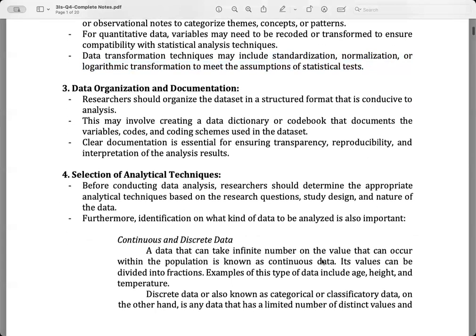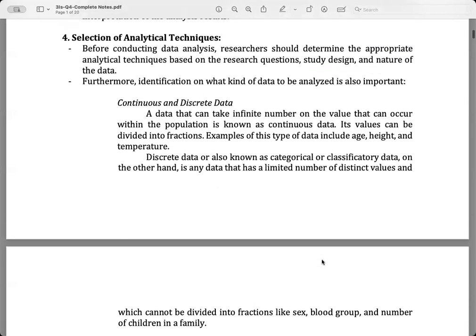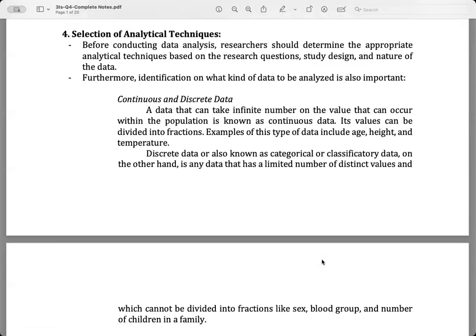Let's now proceed to the selection of your analytical technique. Now, usually I would recommend students, especially those in basic education, to look for a statistical consultant to assist you with the right analytical technique. Though I do understand that during your methodology, especially on your data analysis plan, you have already initially identified what kind of data analysis tools you're going to employ.